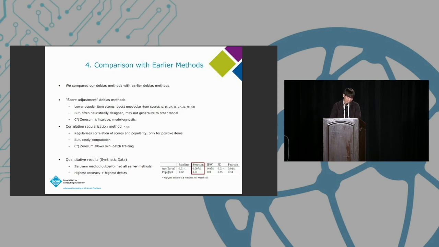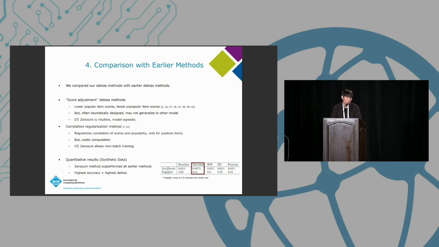So that was pretty nice. And we next compare our method with earlier debias methods. We group some earlier debias methods as the score adjustment debias methods. These methods try to adjust model scores by lowering the scores of popular items and boosting those of unpopular items, by training weight adjustment or score post-processing by popularity and such. But often these schemes are heuristically designed, and in our experiments, we saw the method does not generalize to other RS models when using a different recommendation system model for training. However, the logic of the zero-sum method is more intuitive, and we observed it to be model agnostic.